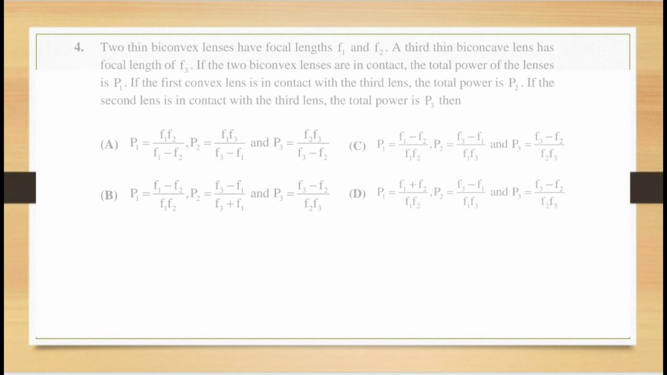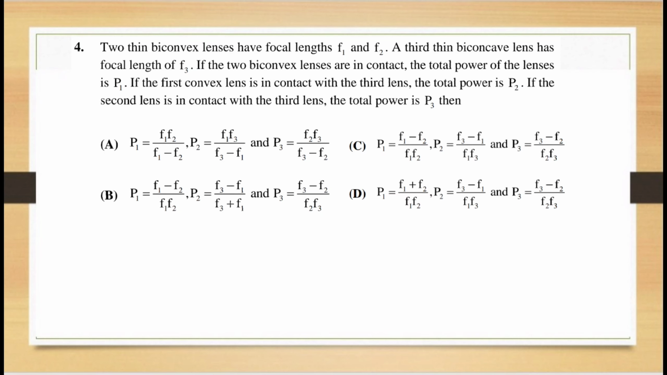Fourth question is, two thin biconvex lenses have focal lengths f1 and f2. A third thin biconcave lens has focal length of f3. If the two biconvex lenses are in contact, the total power of the lenses is P1. If the first convex lens is in contact with the third lens, the total power is P2. If the second lens is in contact with the third lens, the total power is P3. So here we need to find the values of P1, P2 and P3.